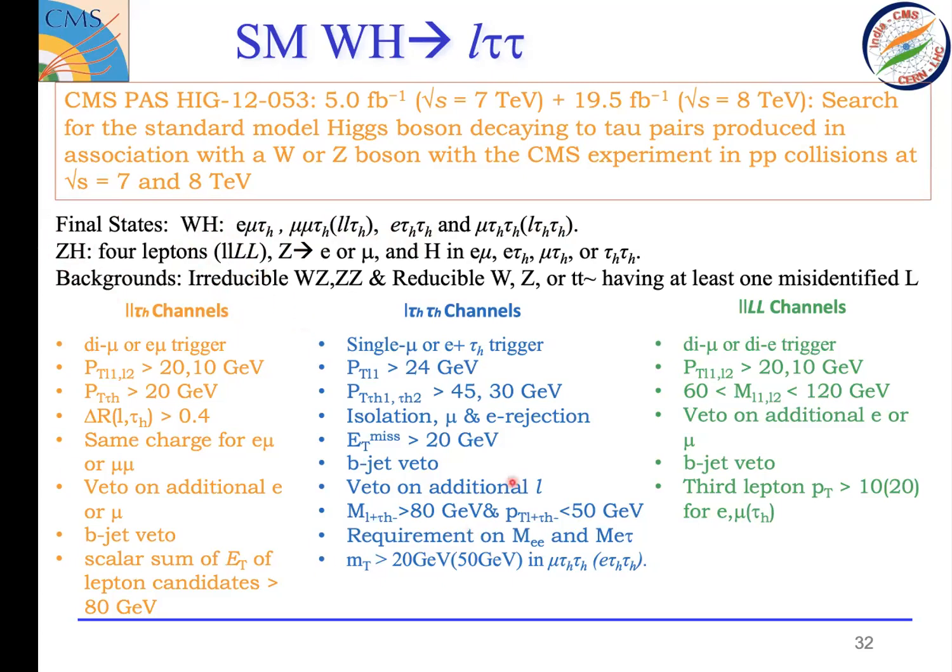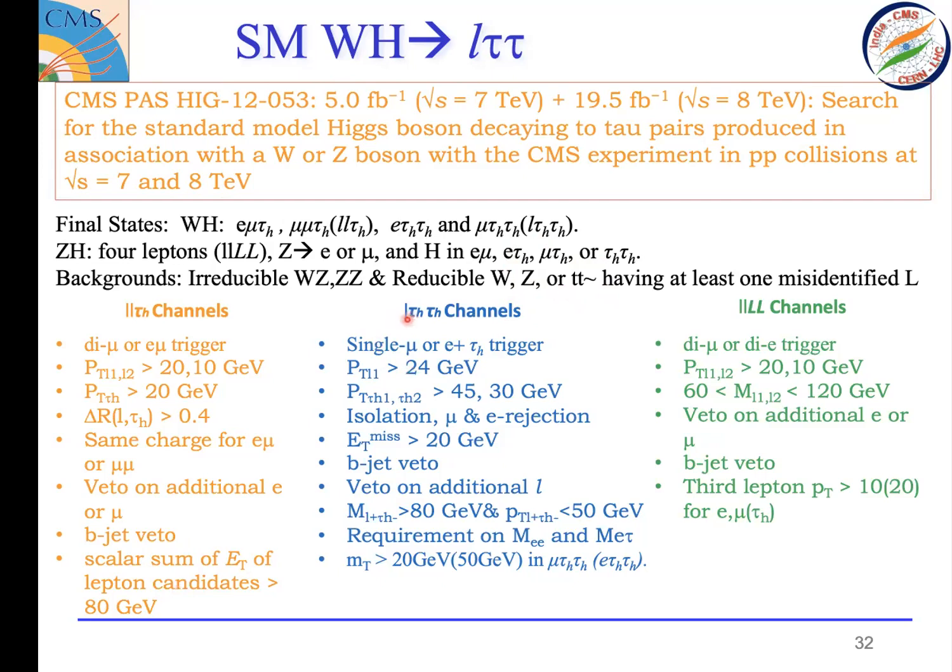So if I concentrate on the left-hand side, I mean the LL tau H, it's the selection which has to be consistent with the leptons. You have 2 leptons here. So pT of the leptons, then we have 1 tau. Same charge for E mu to reduce this Z background. I mean, if you remember, the WH has this E mu pair. So this was done for the same charge. Veto on additional E or mu to take care of backgrounds coming from dibosons. B-jet veto to take care of t t-bar. And then scalar sum of ET of lepton candidates, which for the reducible background is kind of softer as compared to the signal. So this was put as an event selection.